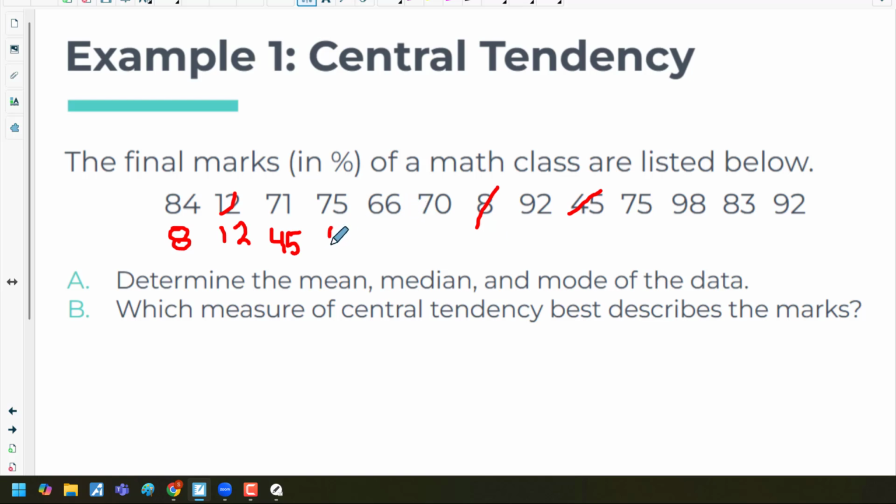66 looks like it's the next one. After 66 is 70, I believe. And it helps to cross them out. Trust me, I've been doing this. It's so annoying to keep track of numbers and orders. 75. And then 83, yeah. And then 84.